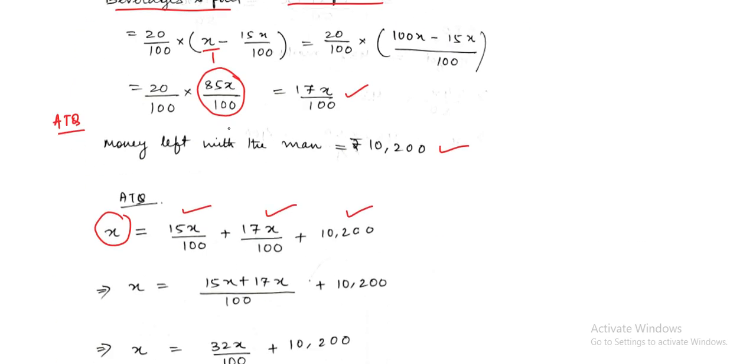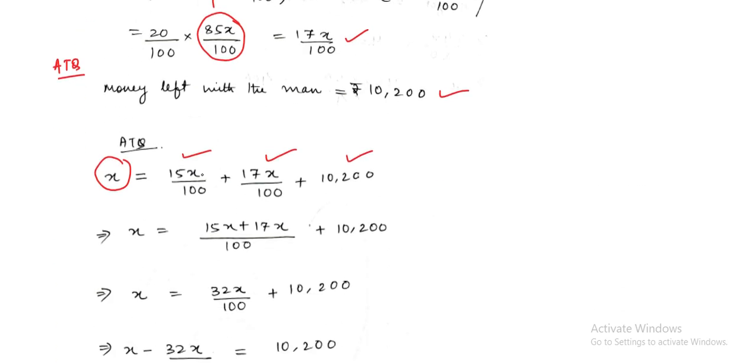So we have written that traveling and food and remaining. If we add all these three, we'll get the total. So the LCM will be 100. So 15 plus 17 will become 32x. Okay, so it will become 15x plus 17x. If we add them, we'll get 32x by 100.